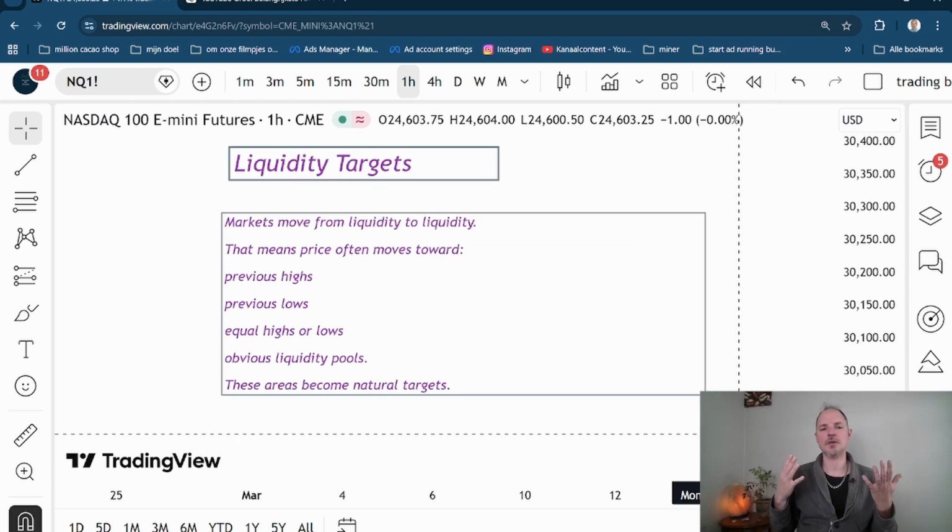Liquidity targets. Markets move with fuel, and fuel for the market is liquidity. So the market moves from liquidity to liquidity. That means price often moves towards previous highs, previous lows, equal highs, obvious tops, obvious liquidity pools. These areas become natural targets for the market. If you can spot them, then you can actually decide where your second take profit should be.